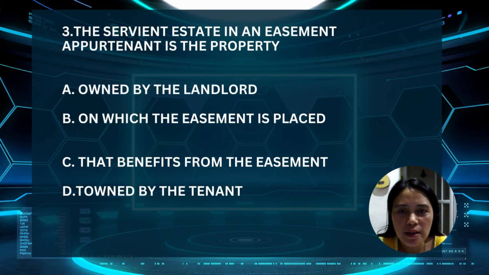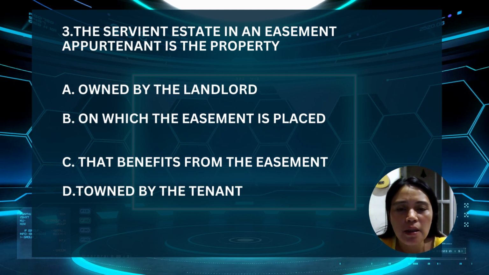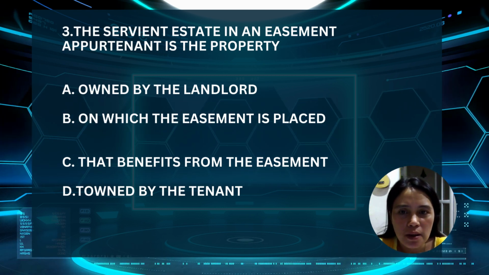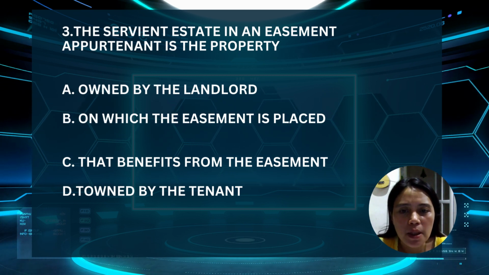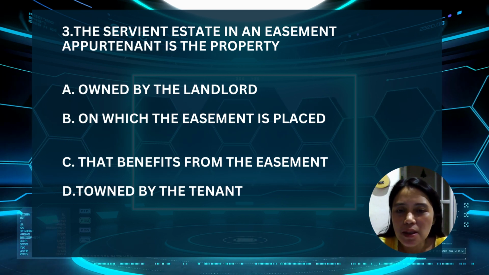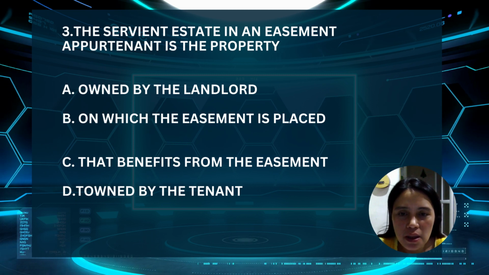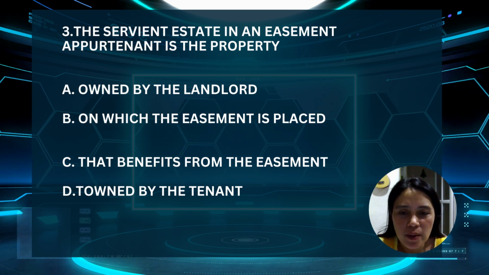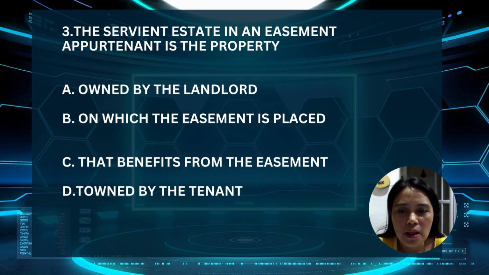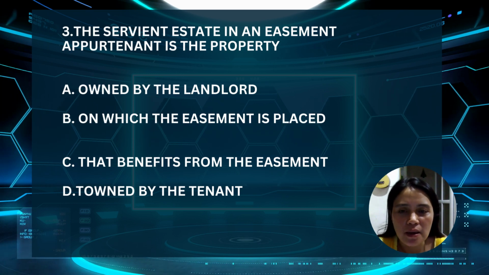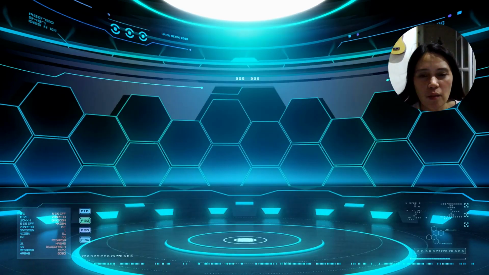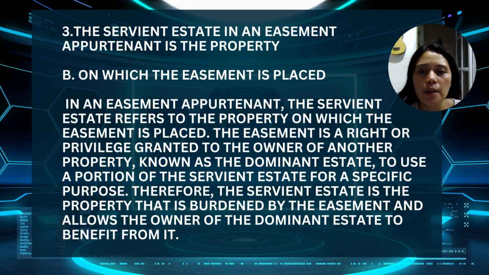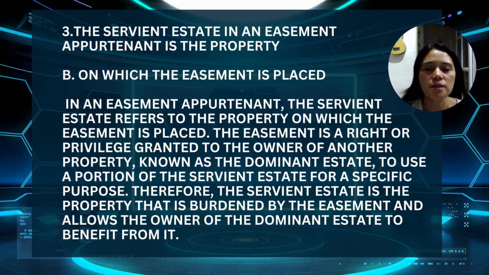Servient estate in an easement appurtenant is the property: A. Owned by the landlord. B. On which the easement is placed. C. That benefits from the easement. D. Used by the tenant. The answer is B, on which the easement is placed.